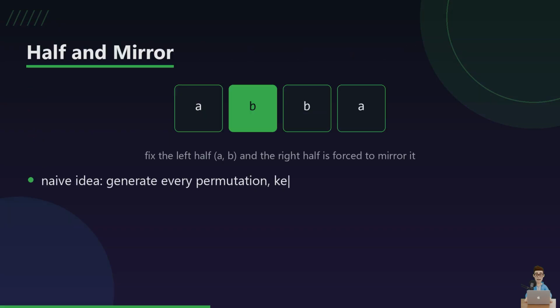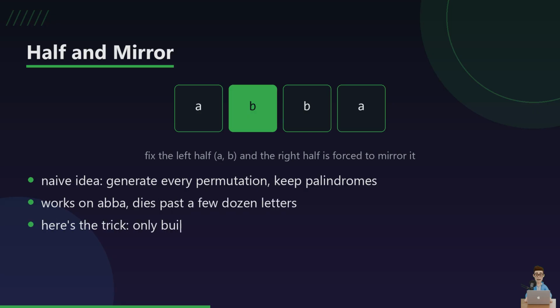My first instinct, years ago, was to just generate every permutation and filter for palindromes. That works fine until S has 5000 characters and the permutation count explodes past anything a computer can hold.